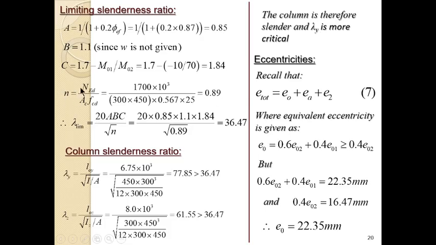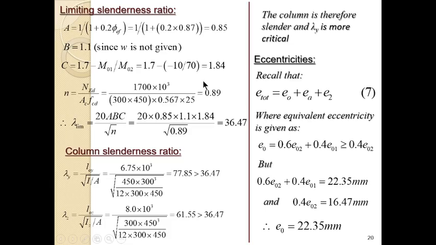So our n is the design load all over AC FCD. The design load we have been given as 1,700 kilonewton, while we multiply by 10 raised to power 3 to change it to Newton, all over A, the area of concrete. The cross-sectional area of the column is 300 by 450, so that gives the area of concrete, while 0.567 is a factor of safety and 25 is the design characteristic cylindrical strength of concrete.